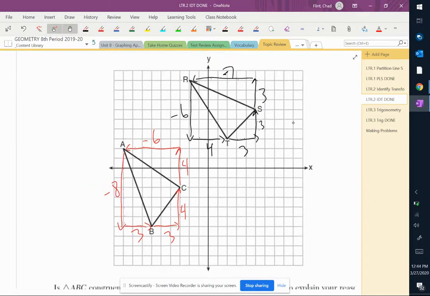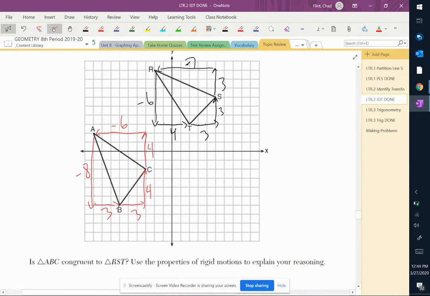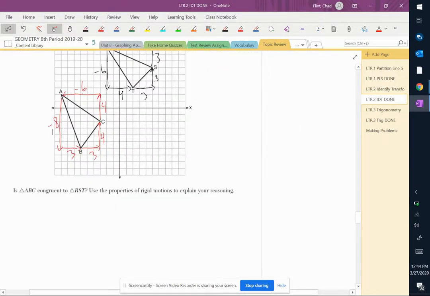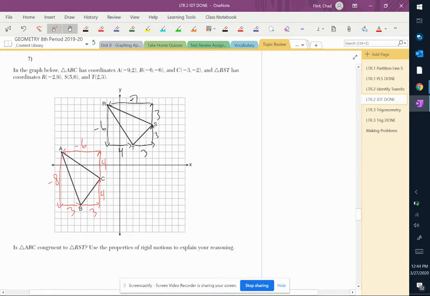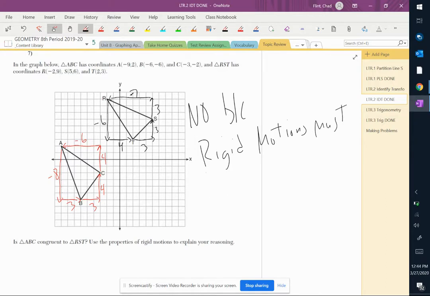But then the issue is when you look at this, those slopes are not the same. It has one side that's the same. RT is the same as AC, but the rest of the sides are not the same. So are they congruent? I'm going to put down no, because rigid motion must keep the same size and shape.